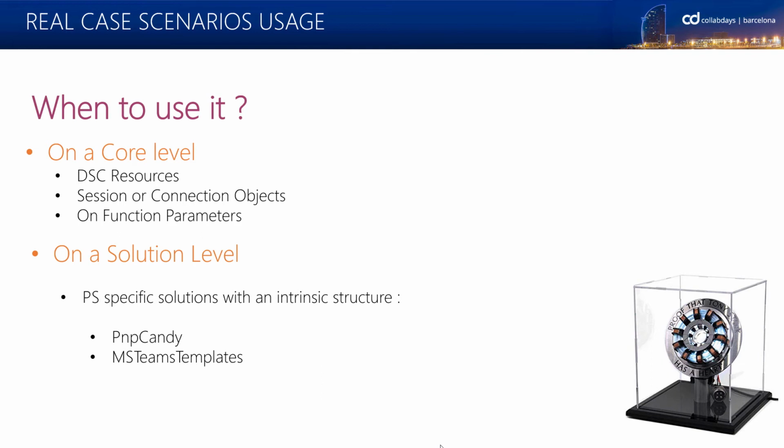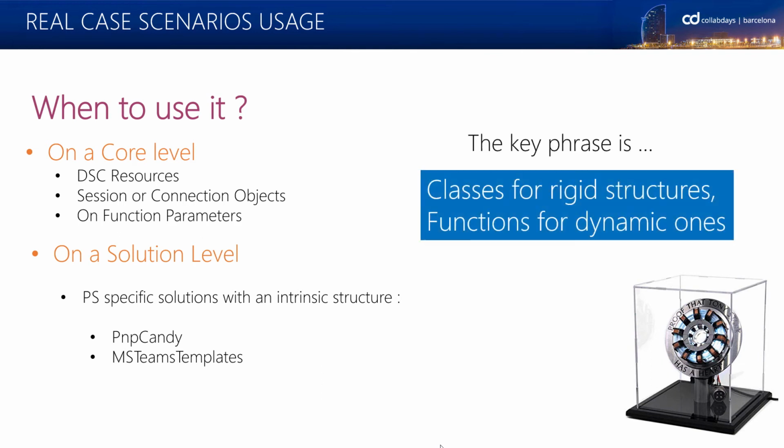And one of the examples that we did was actually the PNP Candy. That's a community effort, and it's based on PowerShell classes, and also a solution that creates teams based on specific templates. So the key phrase on this is, at least for our understanding on the teams that I'm working with that use PowerShell classes, we use classes for rigid structures and the regular PowerShell functions for dynamic structures.